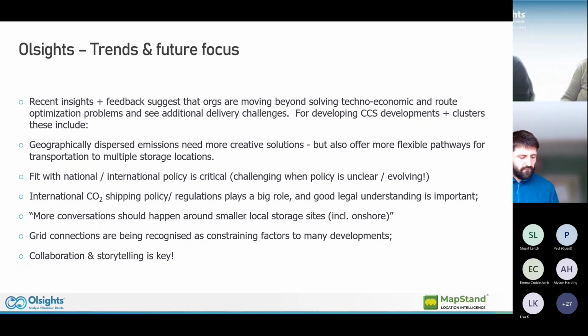The fit with national policy and international policy is really important. I think people are looking to understand this across different boundaries more and more. International shipping of CO2 across boundaries is really important, so understanding that legal framework is something that people are talking about. I heard this week people wanting to have more conversations about smaller and more local storage sites. I know these are challenging technically, but I think there's a feeling that some of this has perhaps been overlooked. Grid connections have been recognised as constraining factors for many developments, and understanding that's really important. And then a big theme is that storytelling in particular is really important to get stakeholder engagement and get authorities and partners on board.